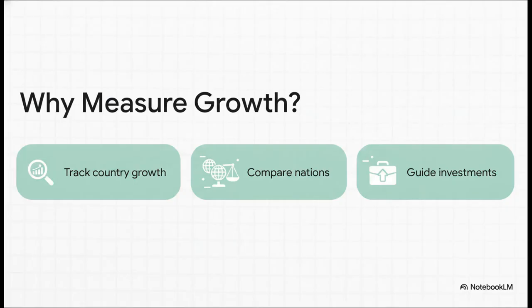Calculating economic growth gives economists a seriously powerful multi-tool. It allows us to understand a single country's growth over time. It lets us make direct performance comparisons between completely different nations. And, crucially, it helps guide massive cross-border investment decisions. If you're an investor looking across different borders, knowing exactly where growth is accelerating is absolutely vital information.